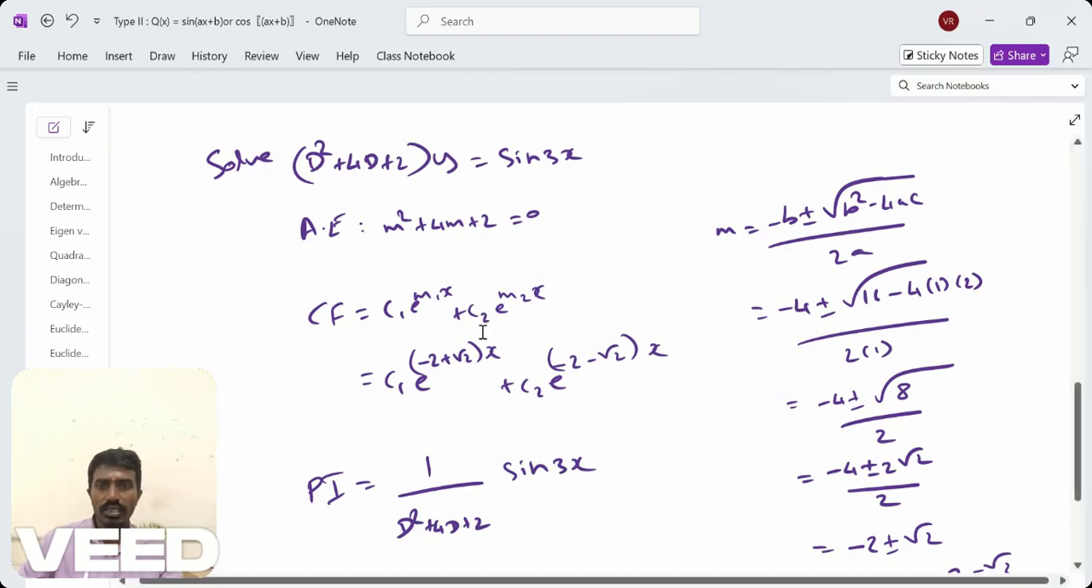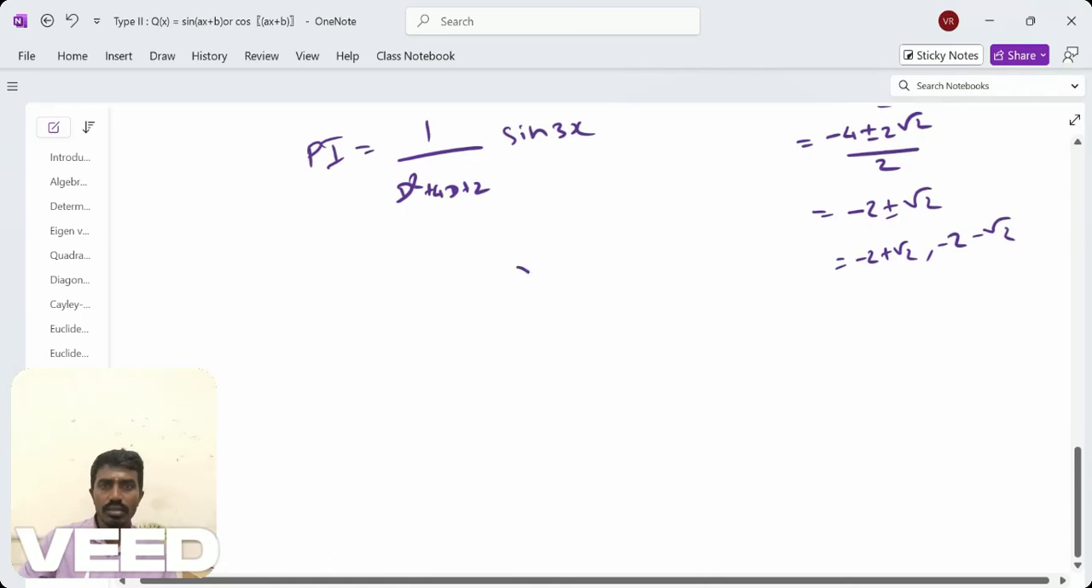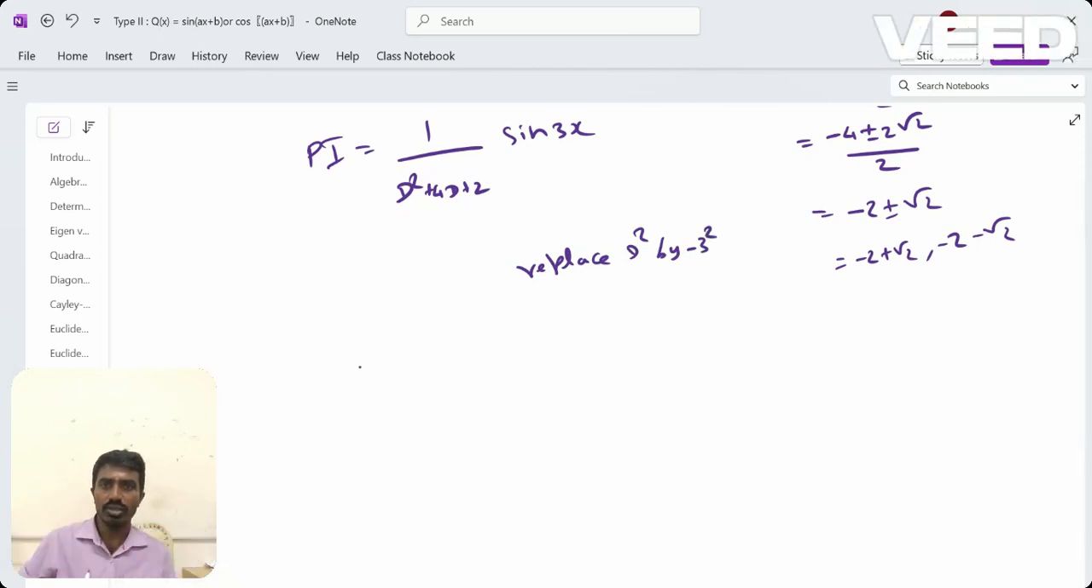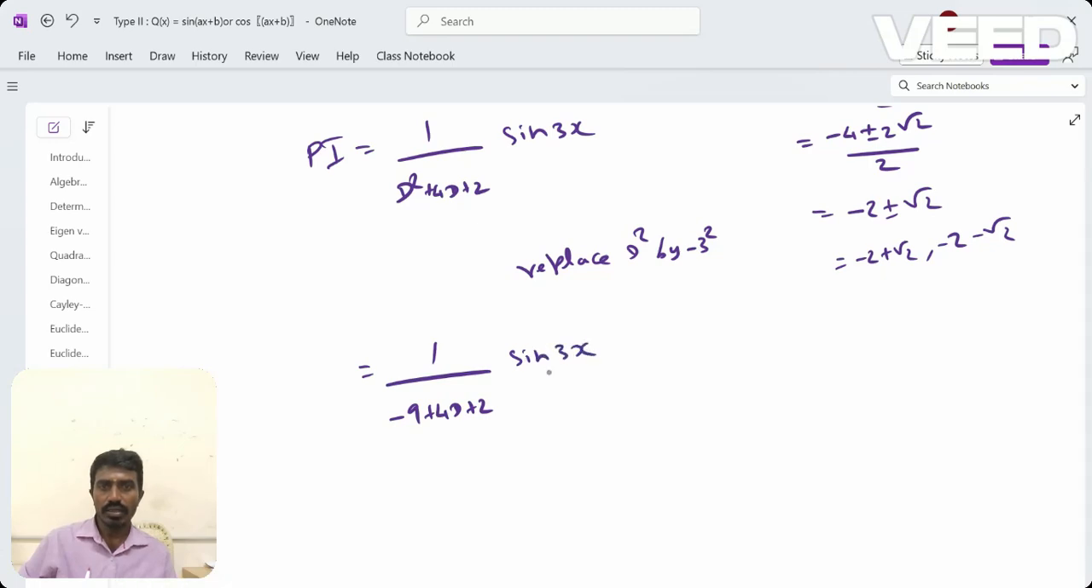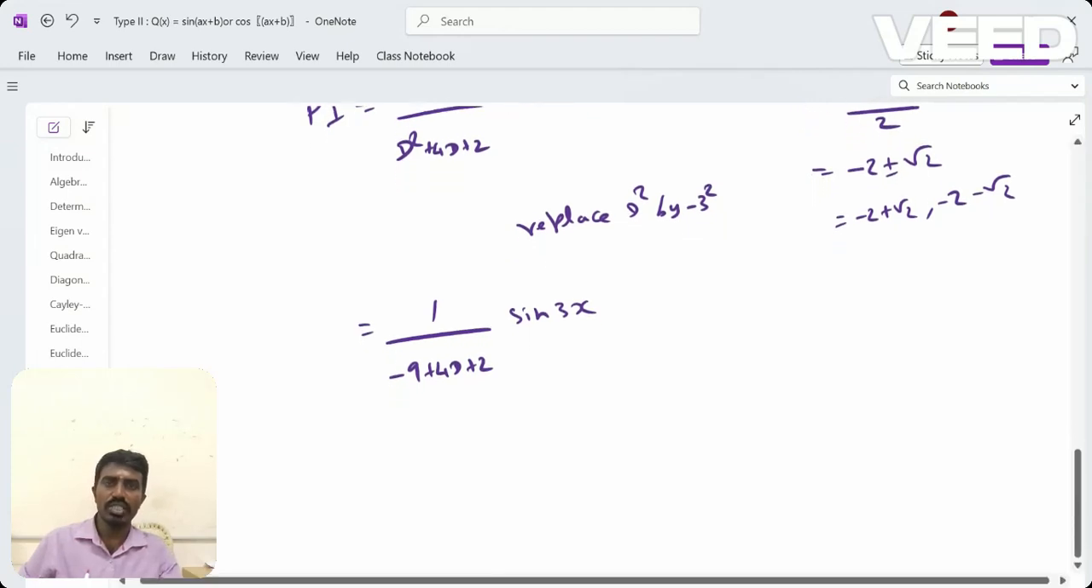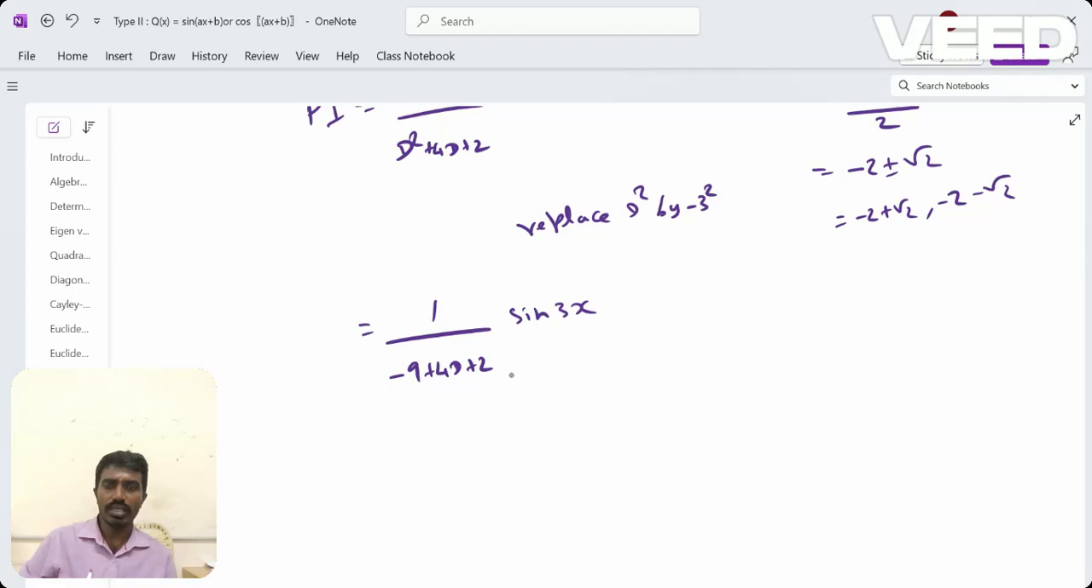Now replace D square by minus 3 square, that is minus 9. You have to substitute: 1 divided by minus 9 plus 4D plus 2 into sine 3x. If you have D, then write it as it is. Only we need to replace D square by minus a square. In type 1, we have to replace D by a. Here, D square by minus a square.